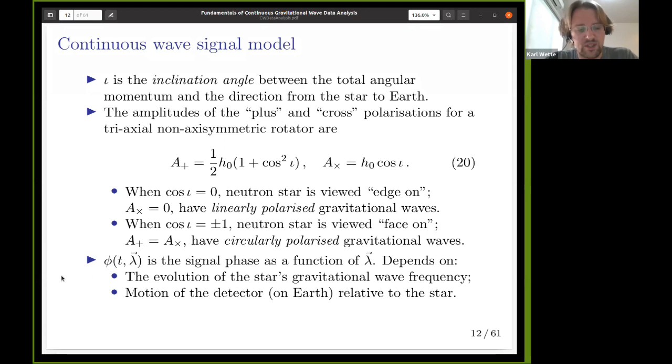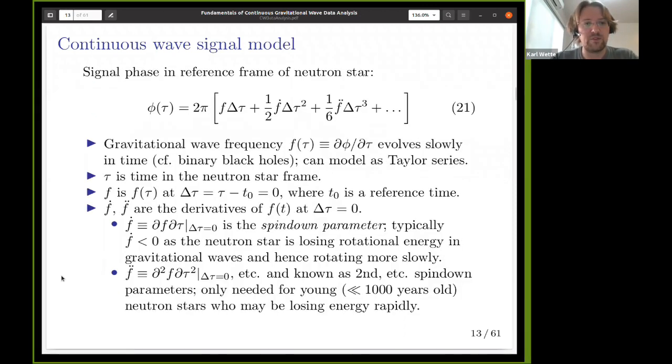You often hear continuous wave signals described as being quasi-monochromatic. So they're at roughly the same frequency, but their frequency does actually change as a function of time, which is important to realize. The second effect is the relative motion of the detector, which we're assuming is on Earth, relative to the star. That motion changes the phase of the signal we receive. But let's have a look at the first effect first.